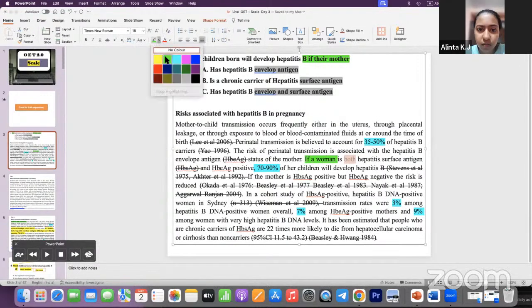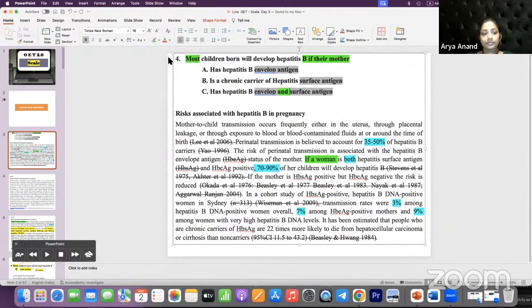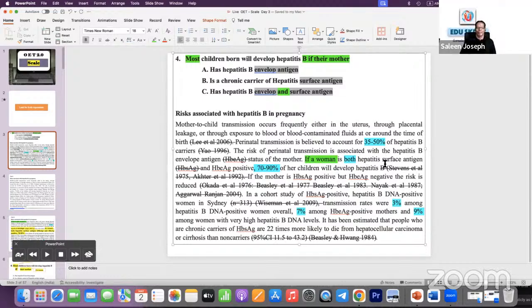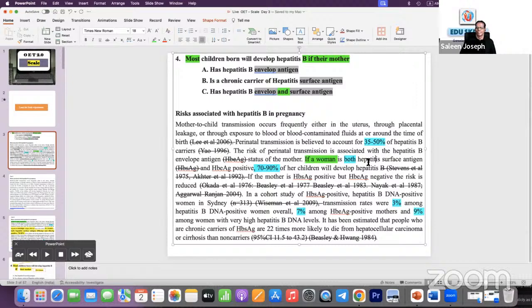Surface antigen and envelope antigen. Surface is a synonym of antigen, and envelope is a synonym of antigen. Both. Okay. Hepatitis surface antigen and envelope antigen. Hepatitis B surface antigen and envelope antigen. From hepatitis surface antigen, then develop hepatitis B. Develop hepatitis B.